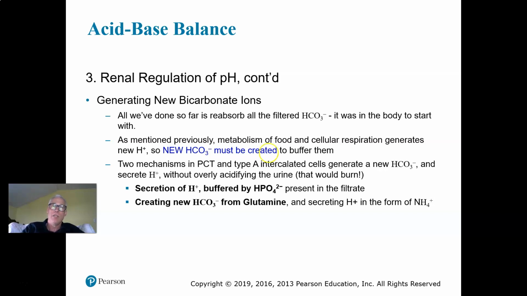What about any additional hydrogen ions that we need to deal with, which again is typically the case? We need to generate some new bicarbonate ions to deal with it. One way to do that is to secrete hydrogen ions into the filtrate as long as there's hydrogen phosphate in the filtrate. We always have to have something to buffer the hydrogen ions that are secreted into the filtrate. We can't just keep pumping hydrogen ions in. The pH would plummet and that would burn various elements of the urinary system, which would be most bemused by that.